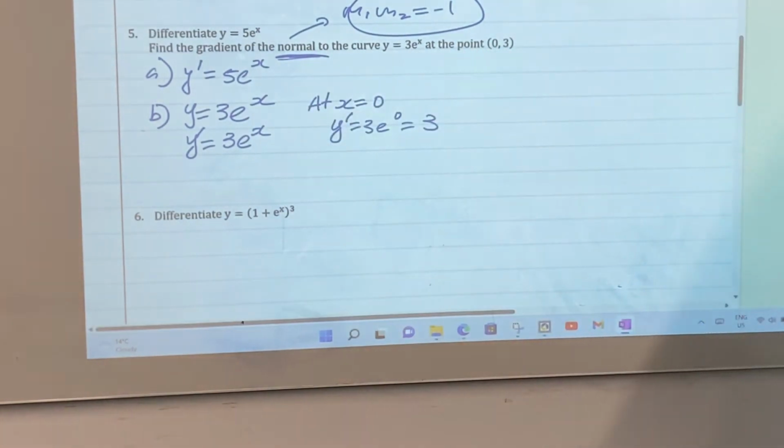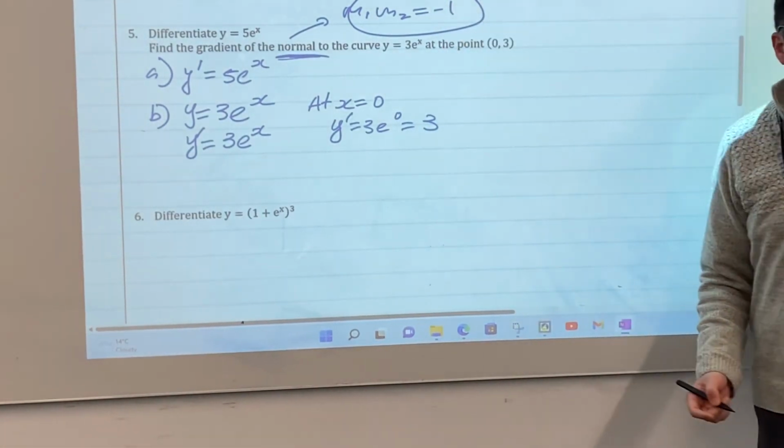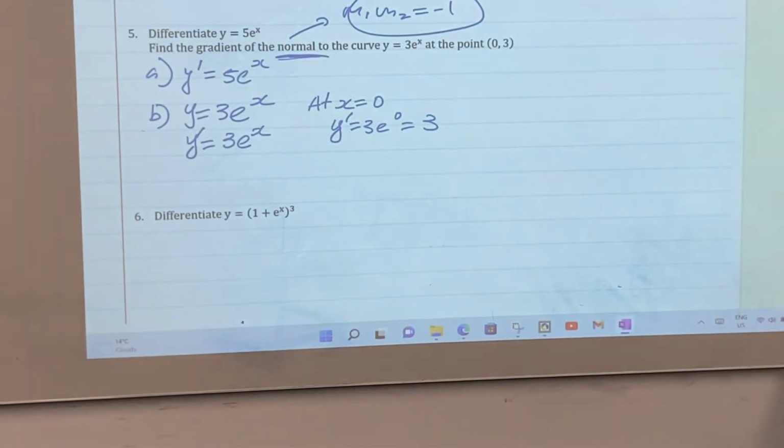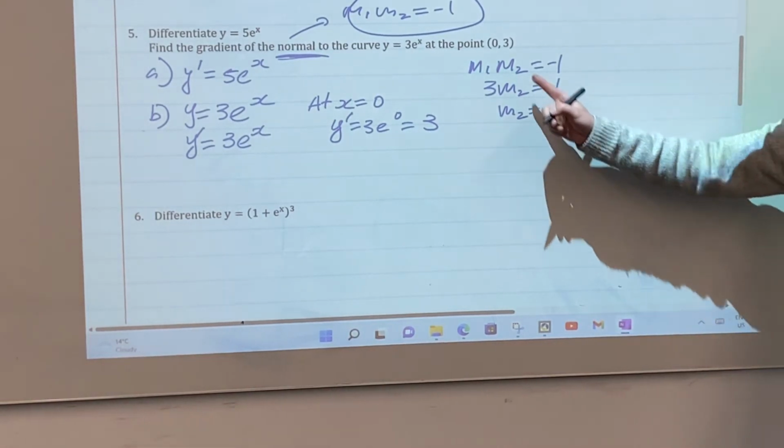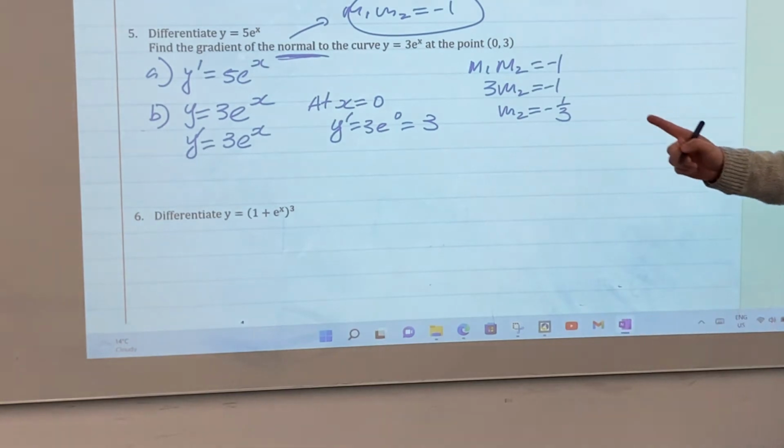So what do we need to change? We need to change to the new gradient. If it's tangent, you're done, right? But because the question is normal, one more thing: m1 m2 equals -1. 3 times m2 equals -1, which means your new gradient is -1/3. Now you've found your gradient, you've found your point, now back to your formula.